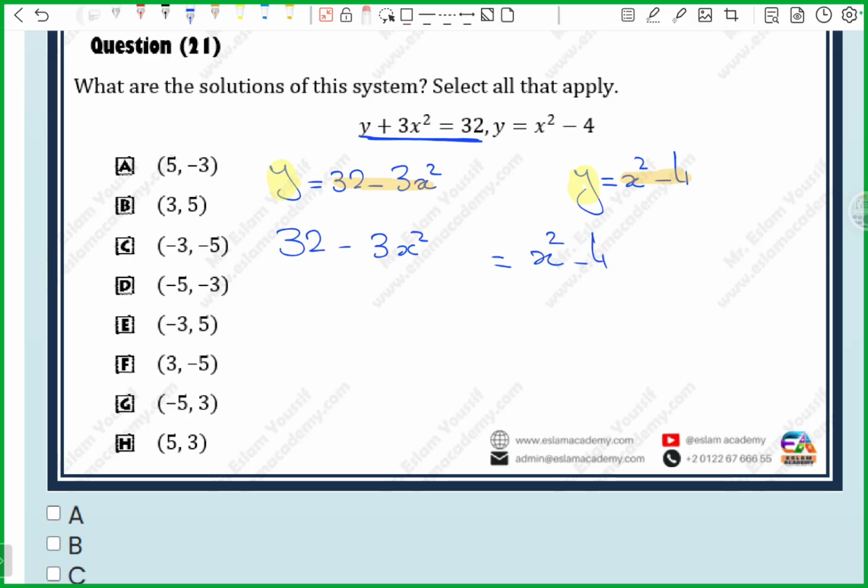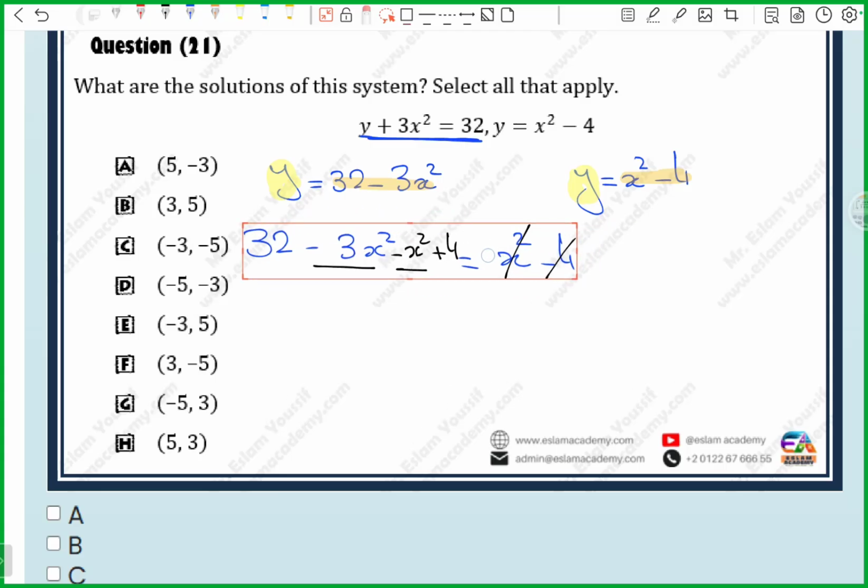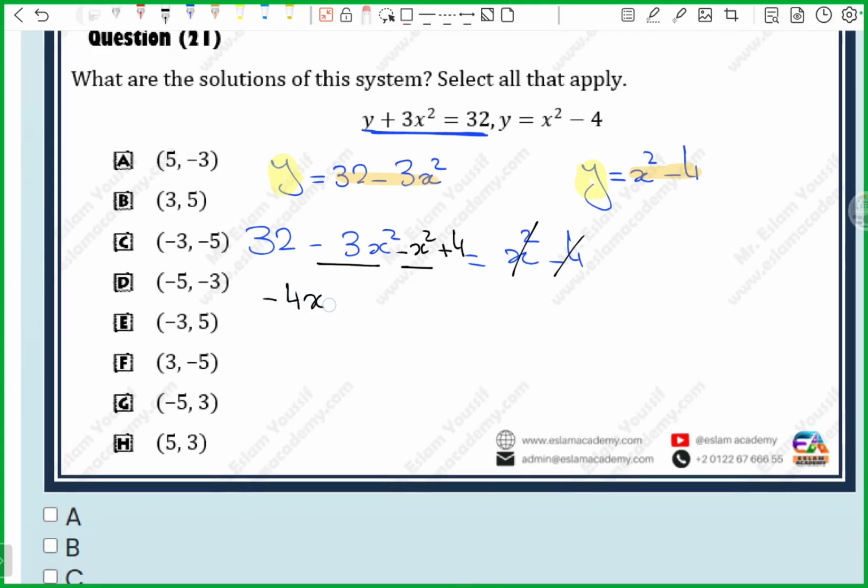Any problem? No. Now subtract x to the power 2 and add 4. Underline the like terms. We have negative 3x squared and negative 1x squared. Use the calculator, please. Write negative 3 minus 1. What is the answer? Negative 4, so negative 4x to the power 2. We have 32 and plus 4, the answer will be 36. Plus 36, all of that equals 0. Use mode 5-3 to find the two values of x.